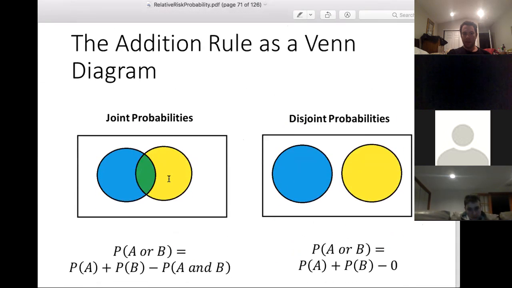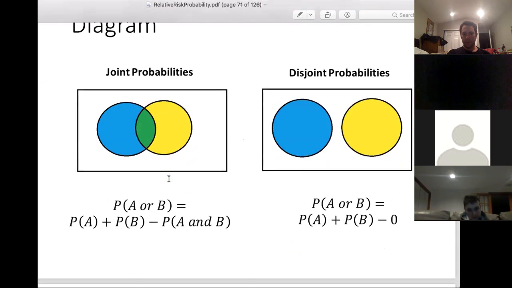And here we can look at the addition rule as a Venn diagram. So here we see there are disjoint probabilities, and if you want to calculate the probability of A or B, that's pretty simple because there's no overlap, so we could simply add the probability of A in this blue circle plus the probability of this yellow circle, and that's it, because we're not subtracting any overlap, because there is none here because they're disjoint.